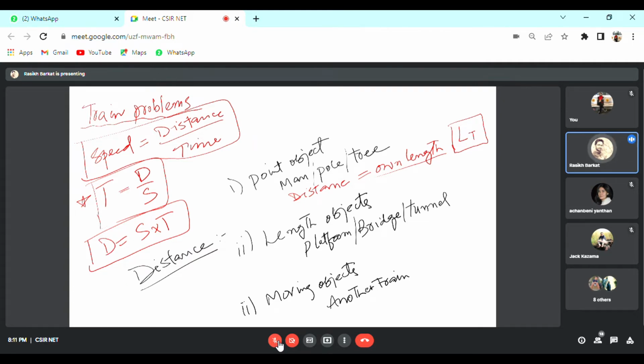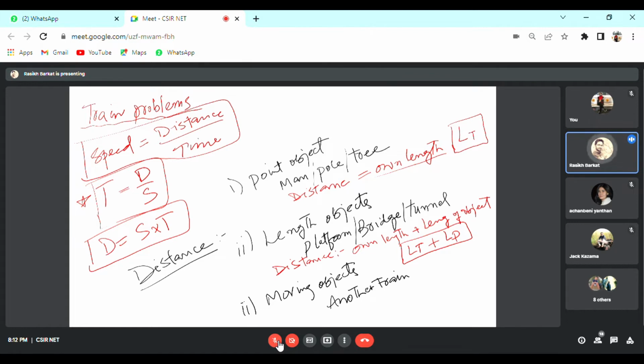Now in the second case, what distance will a train cover? It will be its own length plus the length of the object. What is the object here? The object is a platform, bridge, or tunnel. So the total distance will be LT plus L, for example, P. Length of train plus length of platform will be the total distance.